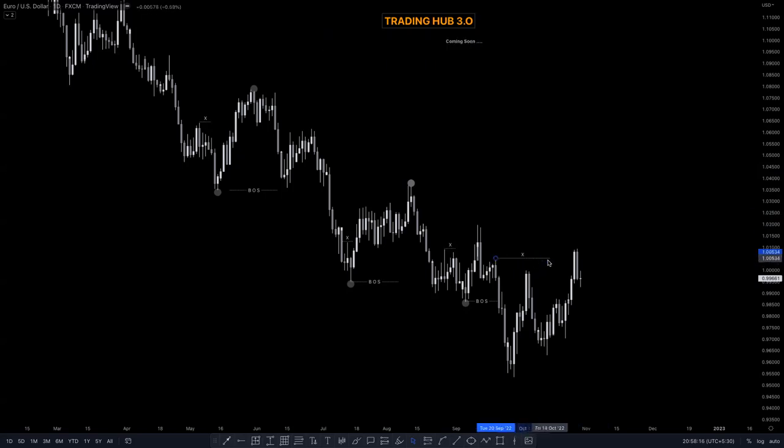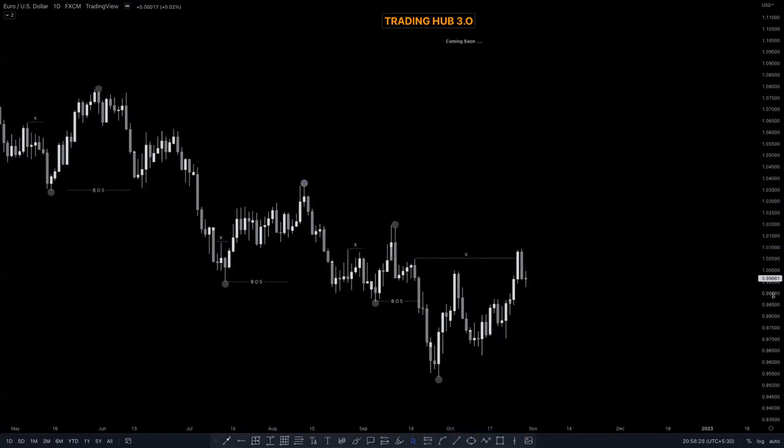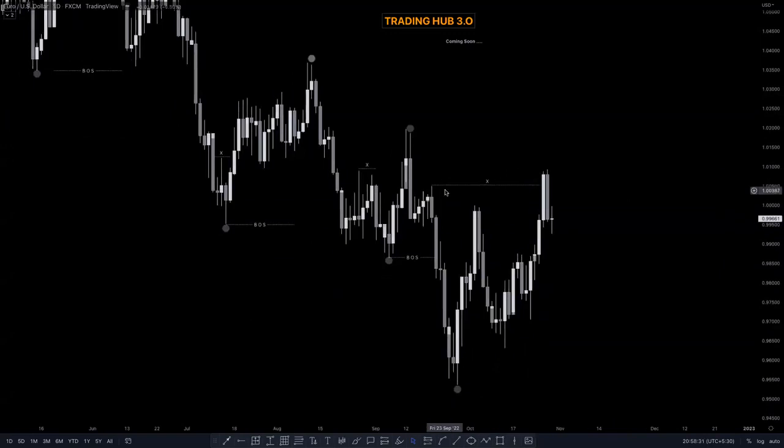After taking out this inducement, this becomes our lower high and lower low. So what happened here? After taking out this inducement, what can we expect here? When the market takes out the inducement, we can sell. We can sell with a lower time frame confirmation for this sell.